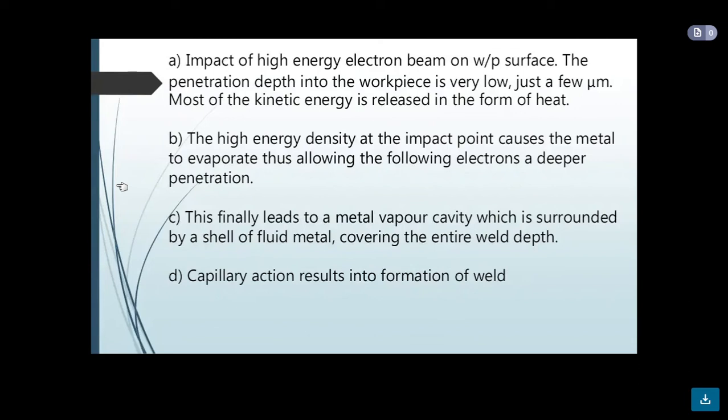The high energy density at the impact point causes the metal to evaporate, thus allowing the electrons deeper penetration. As this focused electron beam focuses on one place, the material gets melted and the penetration depth increases. This finally leads to a metal vapor cavity, which is surrounded by a shell of fluid metal covering the entire weld. The capillary action results in the formation of the weld. Here the capillary action takes place in the electron beam welding process.